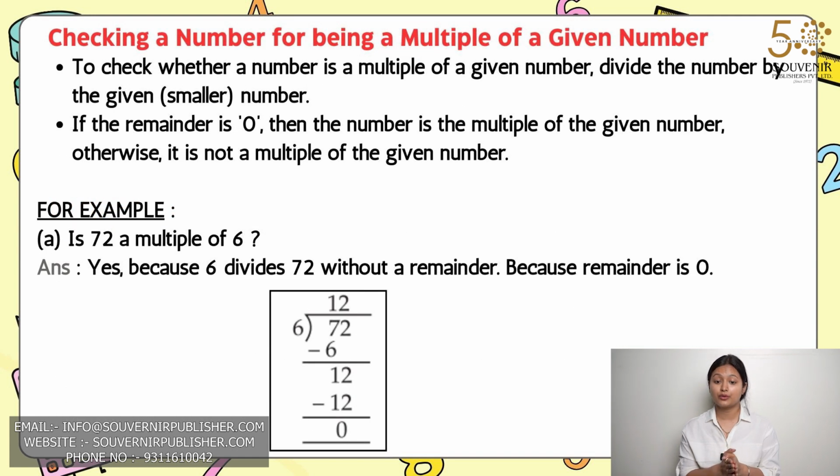Students, now we are going to check a number for being a multiple of a given number. To check whether a number is a multiple of a given number, divide the number by the given smaller number. If the remainder is 0, then the number is a multiple of the given number. Otherwise, it is not a multiple of the given number. For example, we have to check whether 72 is a multiple of 6. Here, 6 divides 72 without a remainder. So, we can say 72 is a multiple of 6.